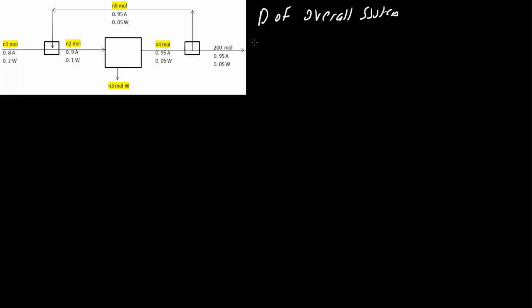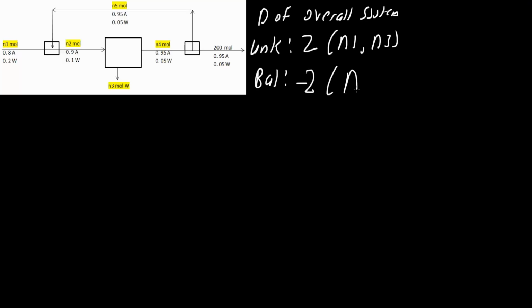How many unknowns do we have? For the overall system, we're ignoring the terms inside and just focusing on the overall system. So N1, N3, and this 200. So we have two unknowns, N1 and N3. And how many balances can we write? We can write two equations, A and W. Or you could also say A or W, or A in total, or W in total, because together, this is total.